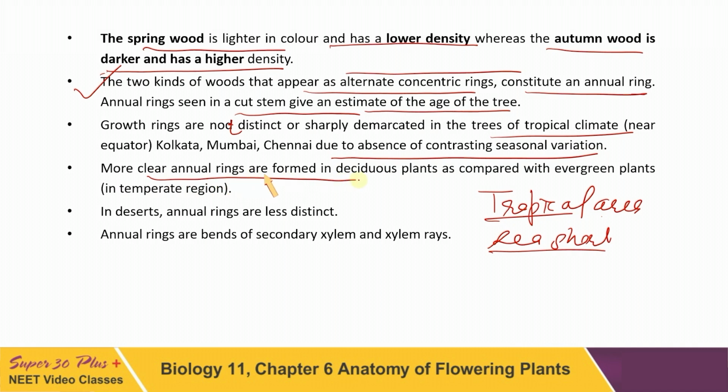More clear annual rings are formed in deciduous forest, and this is the important one, because deciduous forests have favorable and unfavorable seasons. In desert, annual rings are less distinct, because the season is almost the same throughout the year. Annual rings are bands of secondary xylem, and that is xylem rays. It's not because of phloem; annual rings are only because of secondary xylem. Is it clear?